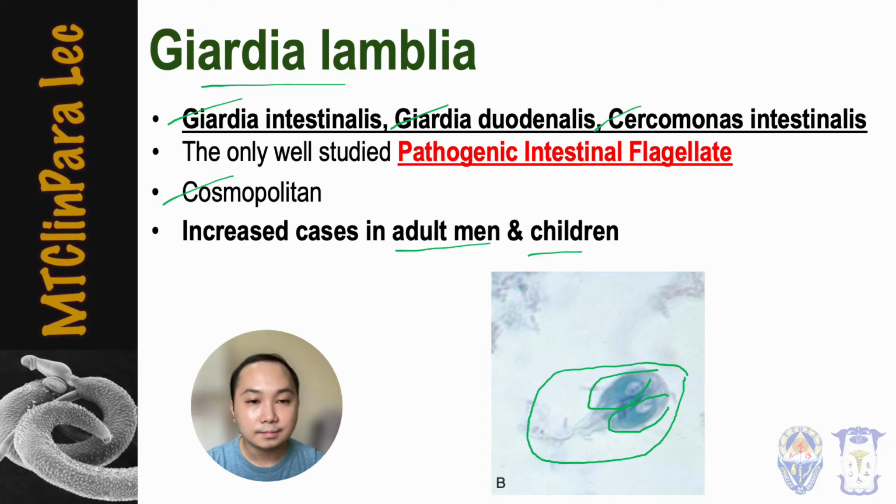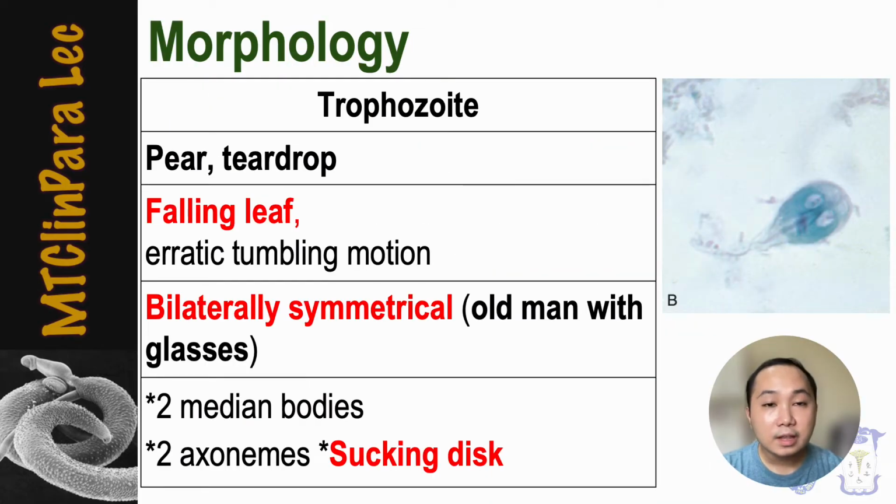So just like what I have said a while ago, your flagellates may contain 1 to 2 morphological forms. So for Giardia Lamblia, they contain 2 forms, and the first one we have the tropozoite. So this is the motile form of our parasite, and this is shaped as pear or teardrop, which is very similar to most of our flagellates actually. So ito yung itsura niya under the microscope.